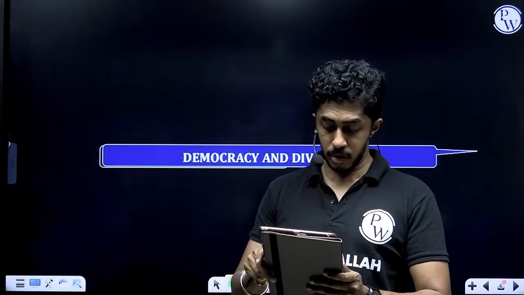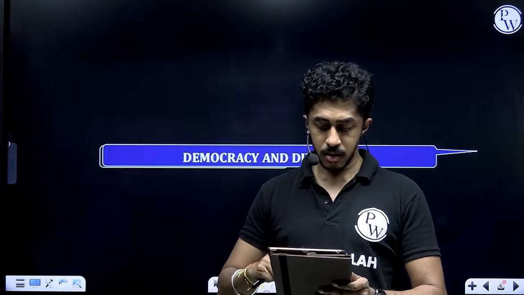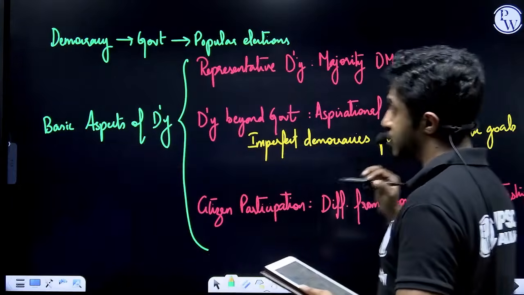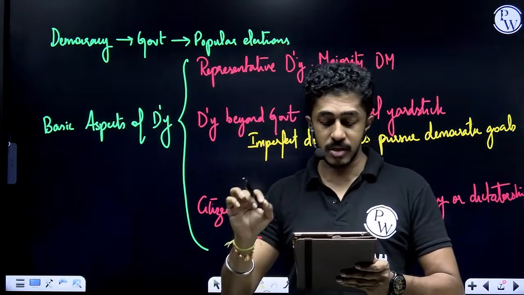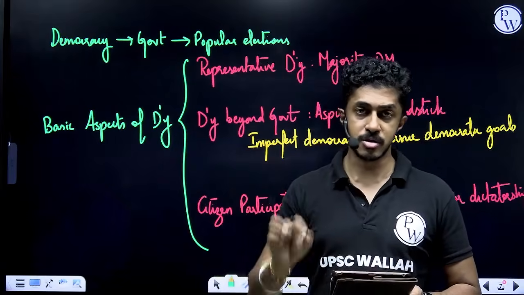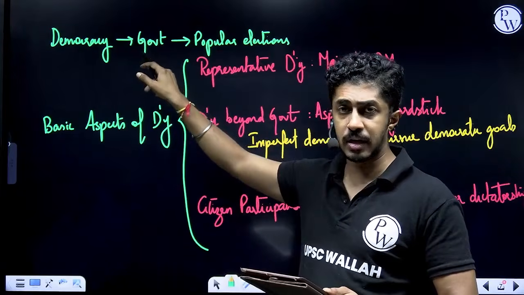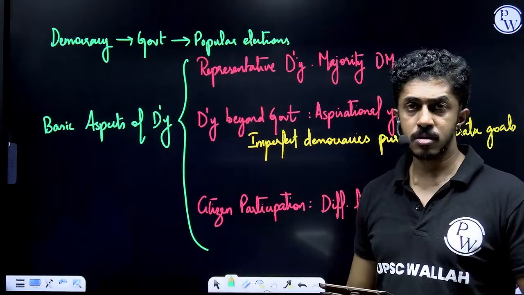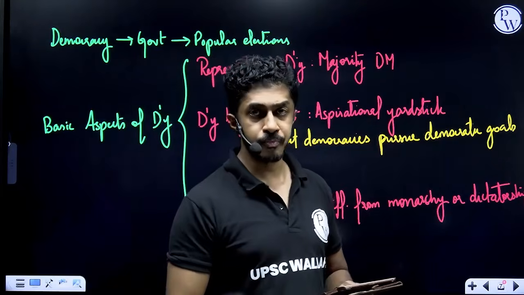So if you open the second chapter of NCERT, Democracy and Diversity, the first page, under democracy, the first sentence: democracy is a system of governance where leaders are chosen through popular elections. That means democracy is a system of government, GOVT, short for government, through popular elections. When you say popular elections, it is people's opinion, people choose you. That is the idea here.